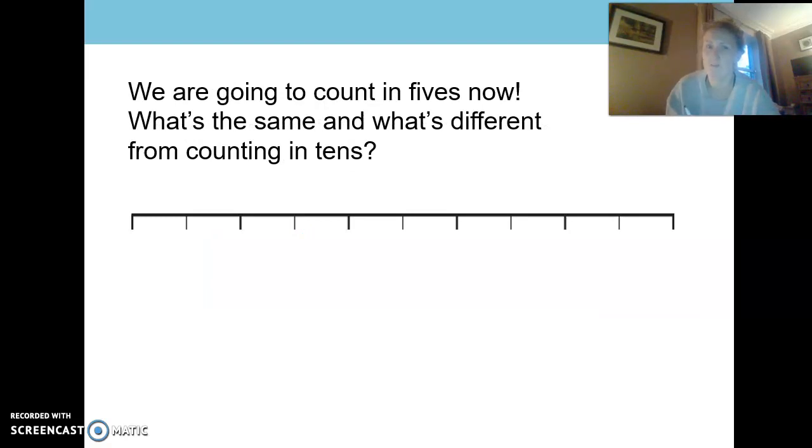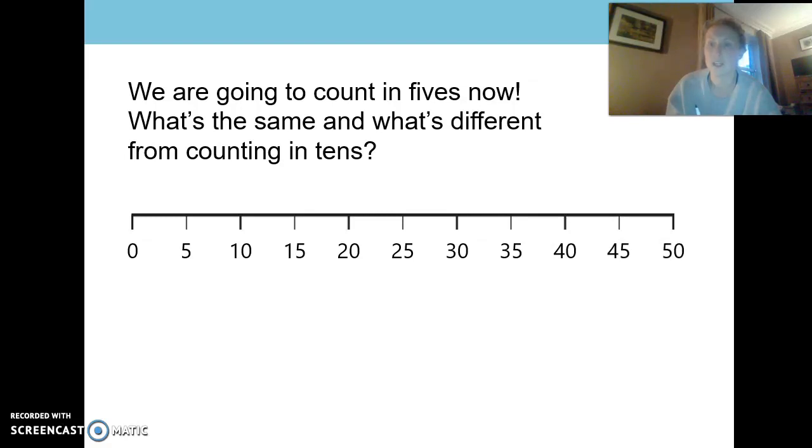We're going to count in fives now. What is the same and what is different from counting in tens? Let's have a go. 0. We're not going to say 10 though, are we? Because we're counting in fives. 0, 5, 10, 15, 20, 25, 30, 35, 40, 45, 50.